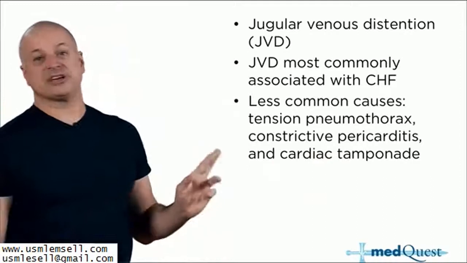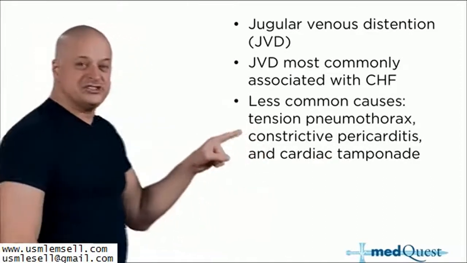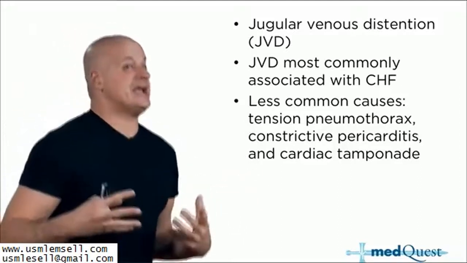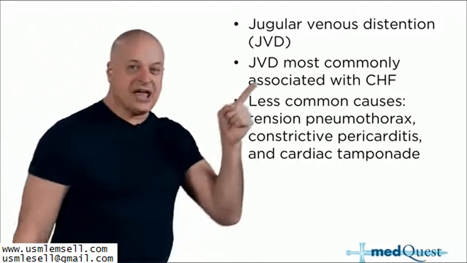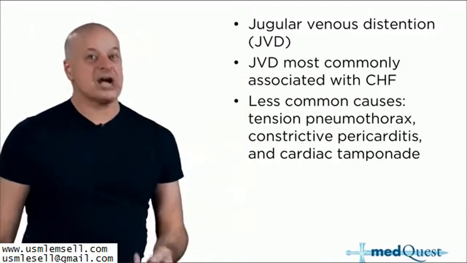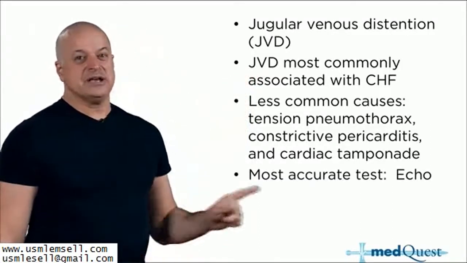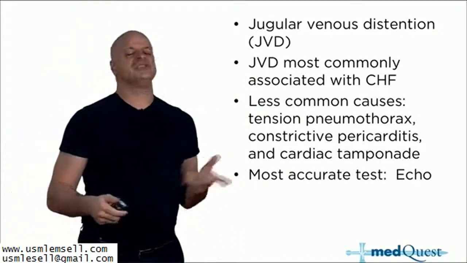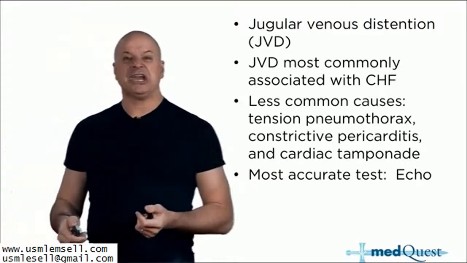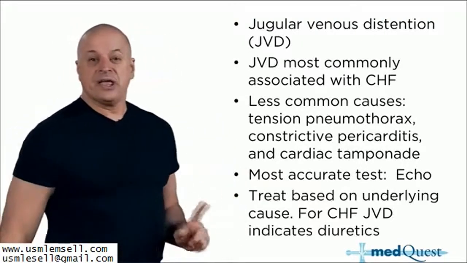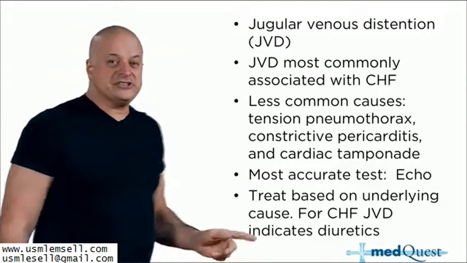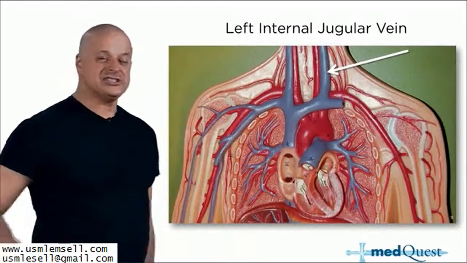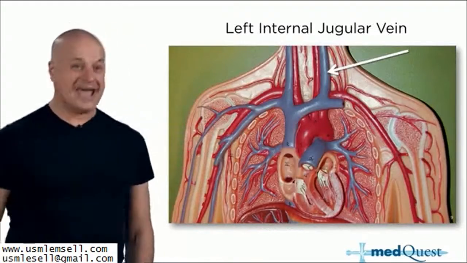A tension pneumothorax and constrictive pericarditis, as well as tamponade, are rare causes. They're rare, but they do cause jugular venous distension. Much more common is out of control CHF. Now, the most accurate test of the heart, generally speaking, is going to be an echocardiogram. Catheterization is not necessary. The treatment is based on the cause, and for almost all of them the answer is a diuretic. But it's a good sign of asking you, do you understand the anatomy for Step 1?